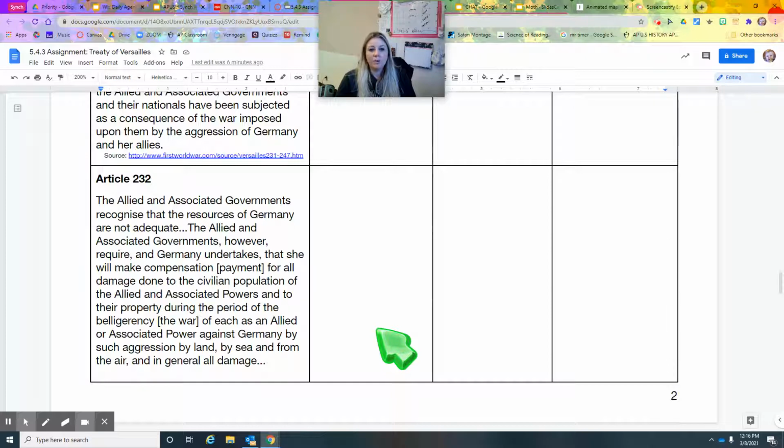So I'm just going to tell you, this one's kind of wordy. They have to pay for everything, all the damages to the allies, including themselves. They have to pay for the entire war. Germany does.